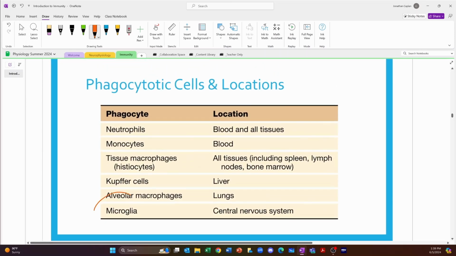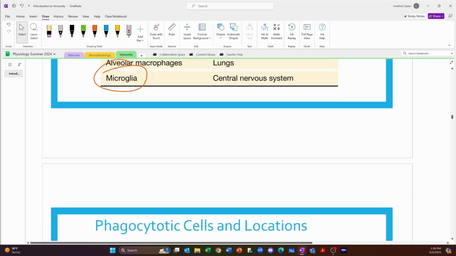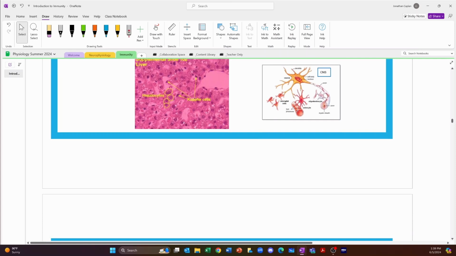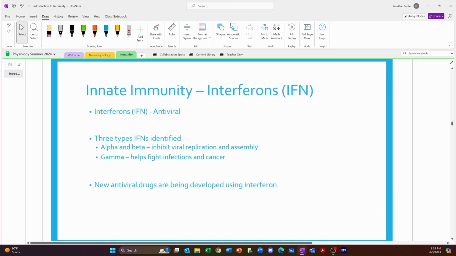Remember we talked about microglia already? Those are the immunity in the nervous system. And then here are just examples of slides of what they look like. Here are the interferons. Remember, these always have to do with antivirals. So just remember, interferons have to do with viral infections.